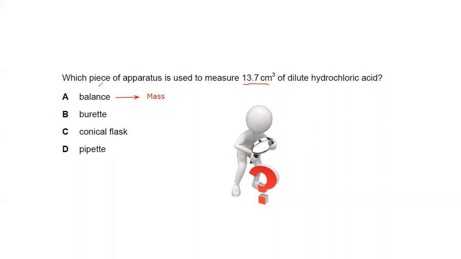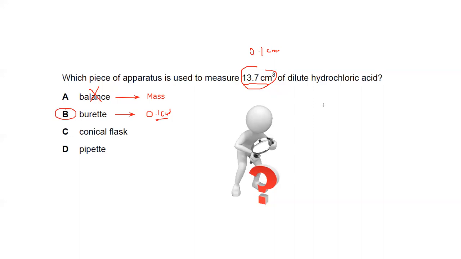13.7 cm cube is a volume. So it cannot be balance. What about burette? Burette is used to measure a volume, and it is accurate to 0.1 cm cube. Like if we want to measure an accurate 2.1 cm cube, we can measure it accurately with a burette. So this is 13.7, so it's one decimal place. So which is the most accurate apparatus here? Burette.